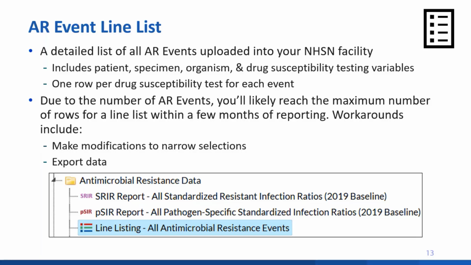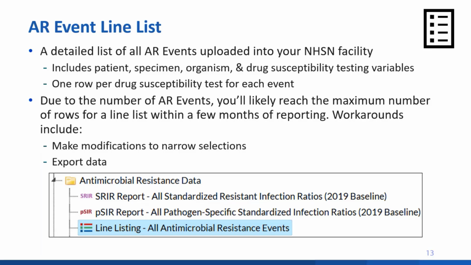If you are new to the AR option and you just want to see what you submitted at the basic level, or you want to review your data for validation purposes, you will want to run this report. The AR event line list provides a detailed list of all AR events uploaded into your NHSN facility. It includes patient, specimen, organism, and drug susceptibility testing variables.